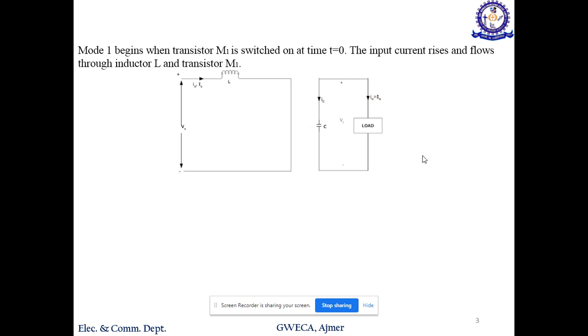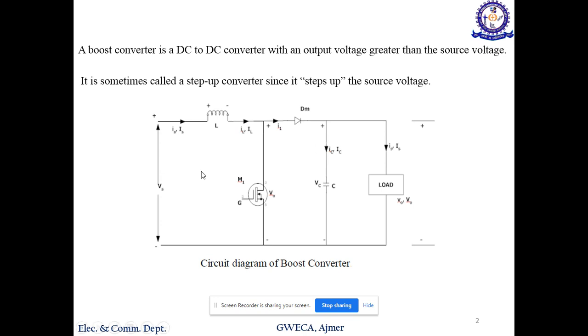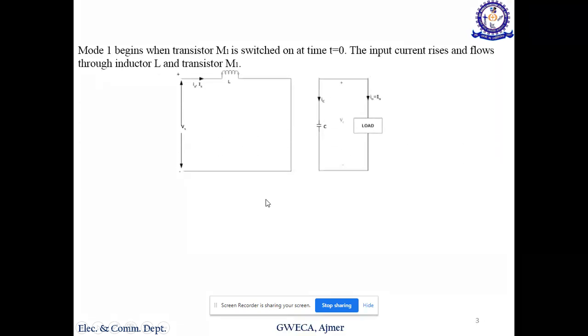There are two modes of operation in the boost converter. In mode 1, your MOSFET M1 is turned on, which means it behaves like a short circuit. We are putting a short circuit across M1, so the output voltage is zero, because the input side is disconnected from the output side. All the energy is stored in the inductor. This is minus, this is plus.